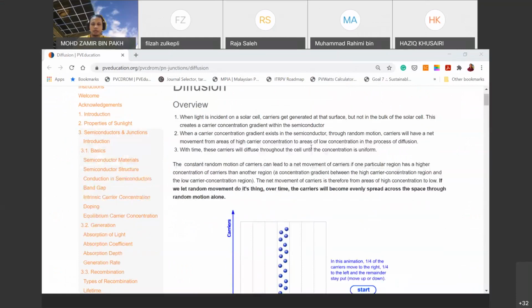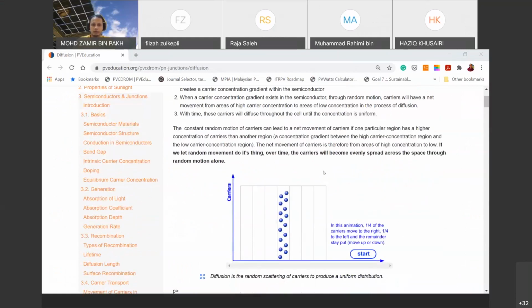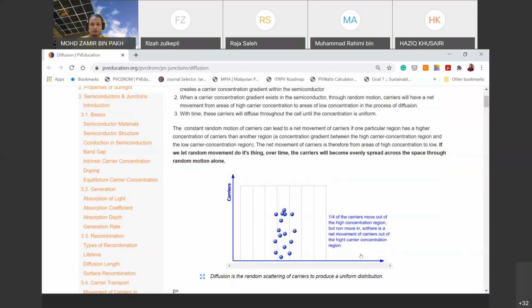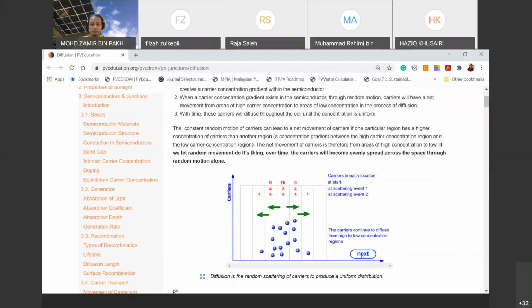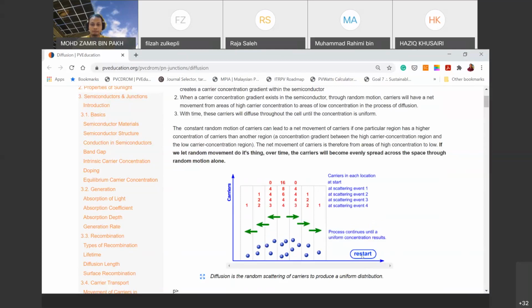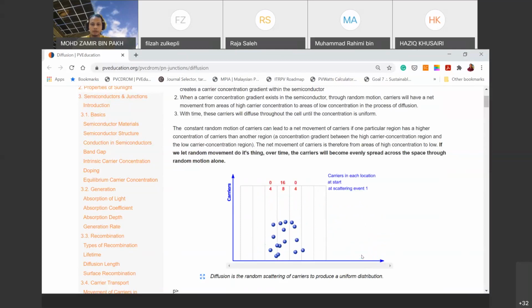Okay, so diffusion, you can come here and see the animation for yourself. So it's all about moving from high concentration gradient to low concentration gradient. In this case, diffusion is random scattering of carriers to produce uniform distribution. In this animation, a quarter of the carriers move to the right and another quarter move to the left, and the remainder stay put, moving up and down. So net movement is left and right. So this is random diffusion, okay? So net movement to the left and to the right, so it's moving almost equally in terms of its content.